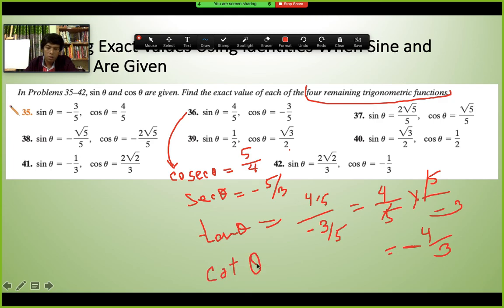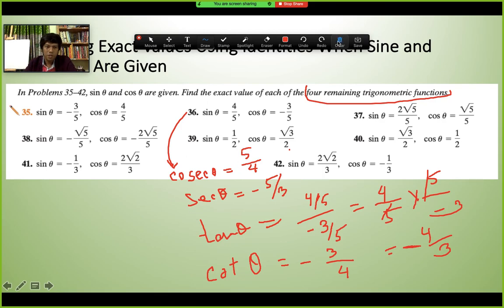And once we have tan theta, we can find out the cot theta very easily. Cot theta we can find out in two ways. One is we can do cos theta divided by sin theta, or we can simply take the reciprocal of this value, which will also be our cot theta. So once we start using these fundamental identities, we can find out the other things easily.